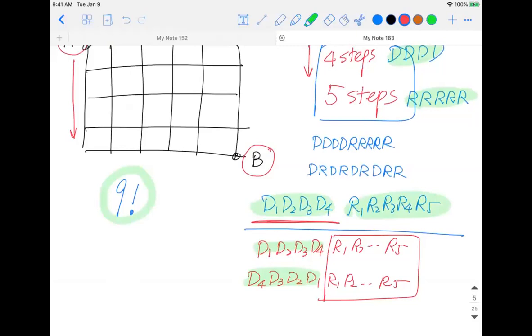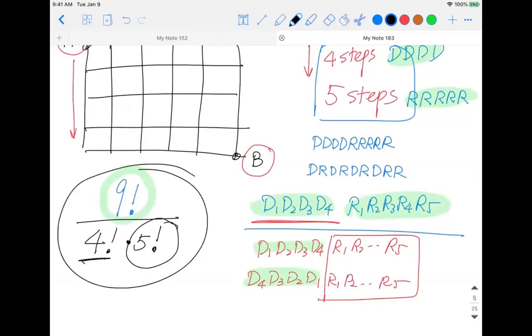So what should I do? I basically have to divide by 4 factorial times 5 factorial. 4 factorial means all the Ds, you do your magic, you do different kinds of full permutation. Unfortunately for me, it's the same thing. All the Rs, you do all your magic, all your permutation. Unfortunately for me, it's the same thing. So therefore, I need to eliminate all of you guys, do a division. So that is actually the correct solution for this problem.